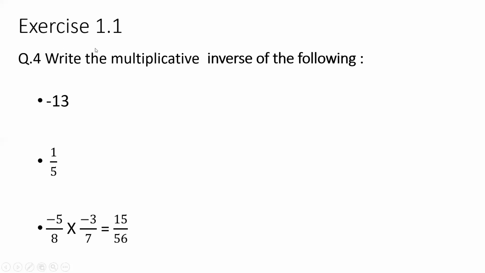Here, we have to write the multiplicative inverse of the following. That is minus 13. Students, we have to write the multiplicative inverse. So here, the answer will be negative when the number given is negative. So the multiplicative inverse of minus 13 will be minus 1 upon 13. Same as that, of 1 upon 5 will be 5.